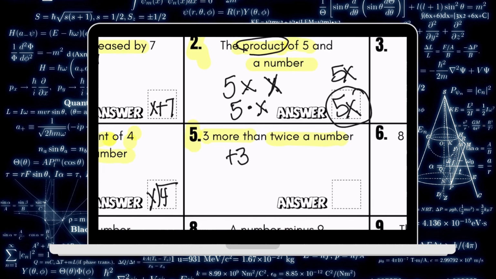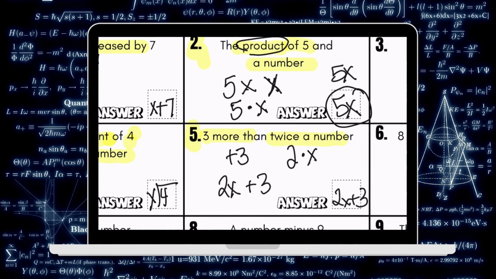Adding 3, and then twice a number. So 2 times a number is what we don't know, right? And I want twice that, or 2 times that. So again, 2 times x plus 3. 3 more than twice a number. So you can think of twice a number, 2 times x, and I want 3 more than that, so plus 3. So my algebraic expression is 2x plus 3.